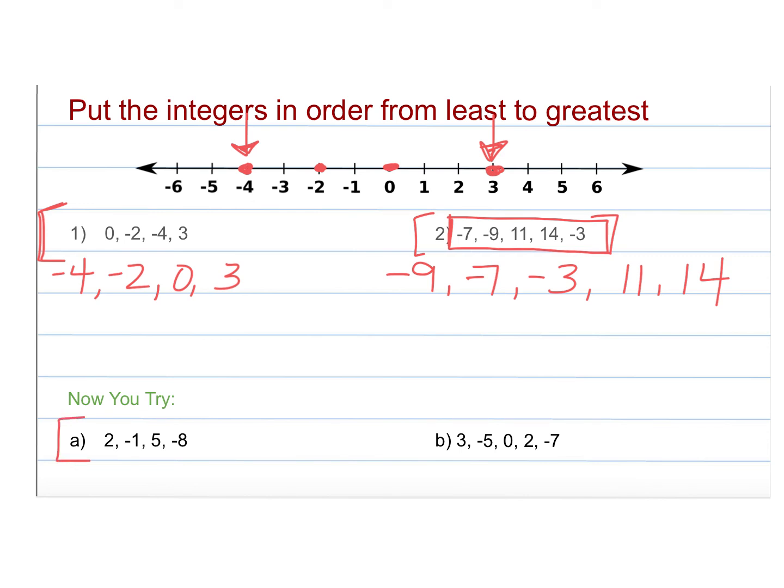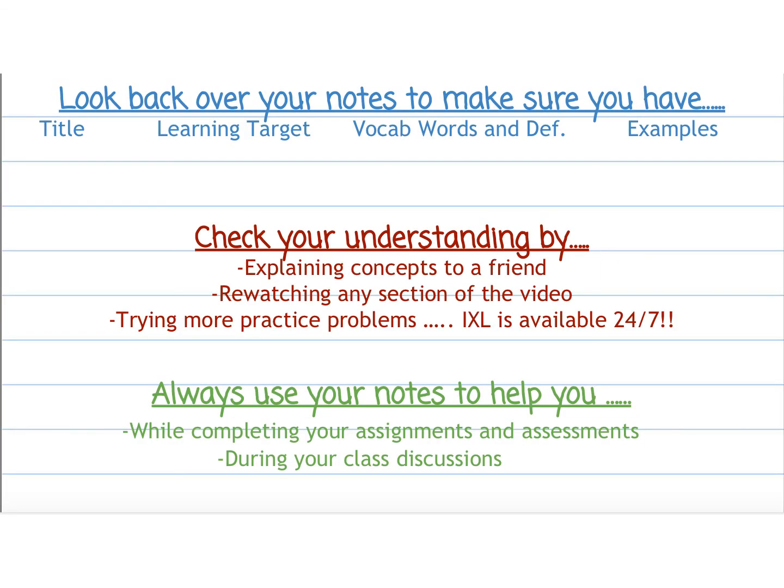For this one, 2, -1, 5, -8, we would have -8, -1, 2, 5. And then here we would have -7, -5, 0, 2, and 3. And that's all I have for you for absolute value and comparing and ordering integers.